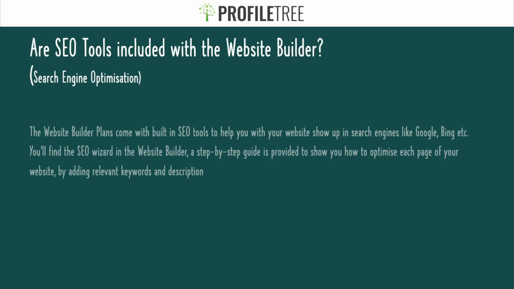You'll find the SEO wizard in the website builder, and a step-by-step guide is provided to show how to optimize each page of your website by adding relevant keywords and a description. So that's pretty much what the SEO tool is. SEO is a way to help you rank or gain traffic for visitors and customers. So it's a great way to boost your website, as it states.